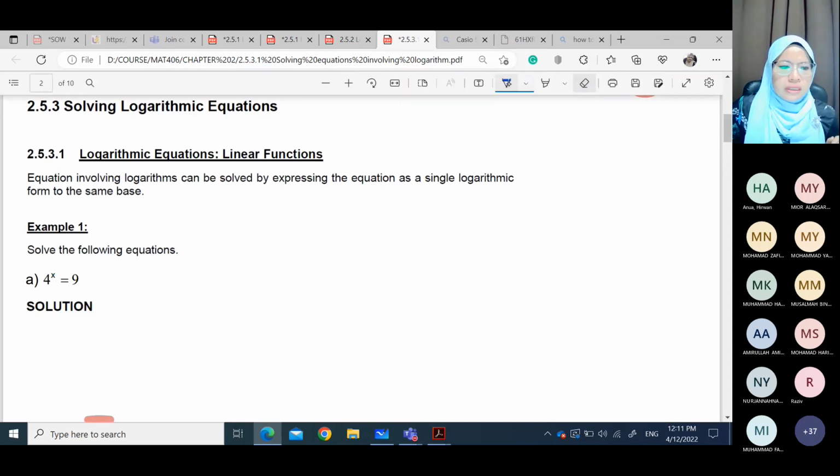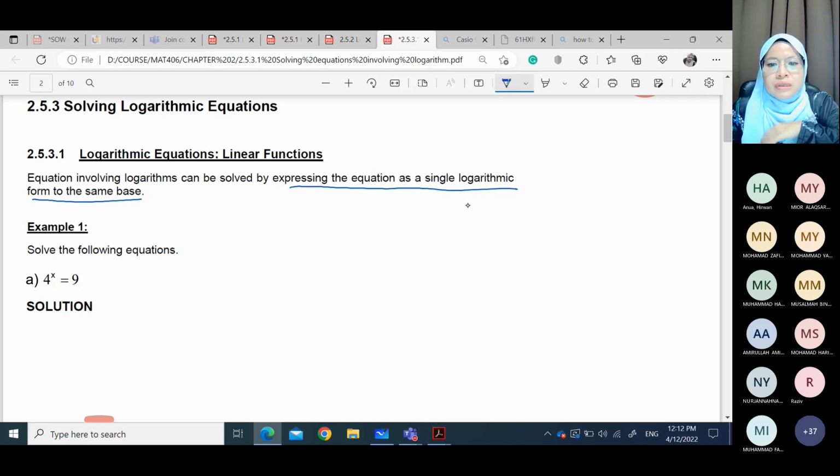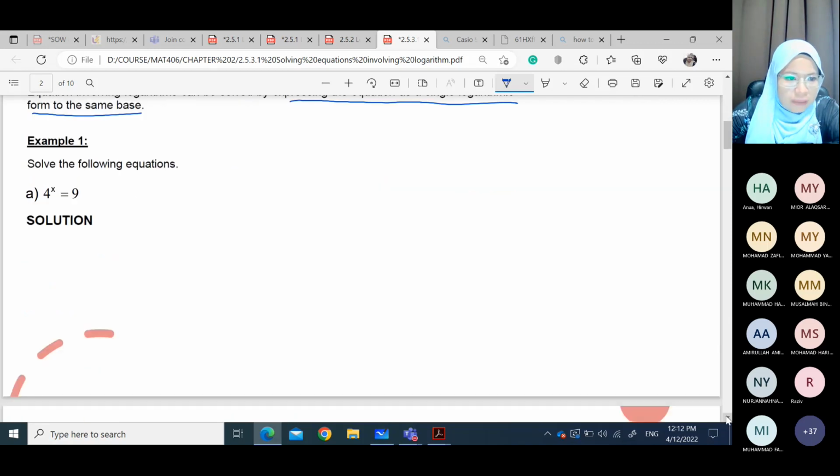Alright. Okay, so look at this one. Equation involving logarithms can be solved by expressing the equation as a single logarithmic form to the same base. Okay. Right, so maknanya dekat sini untuk selesaikan masalah yang melibatkan logarithm, ia boleh kita selesaikan dengan equation menggunakan single logarithmic form to the same base. So maknanya kita gunakan base yang sama. Alright. Okay, so look at this example. Kita solve contoh yang ini.